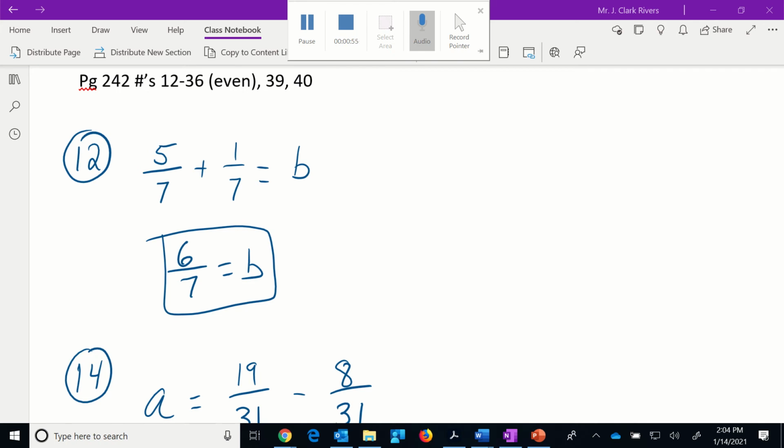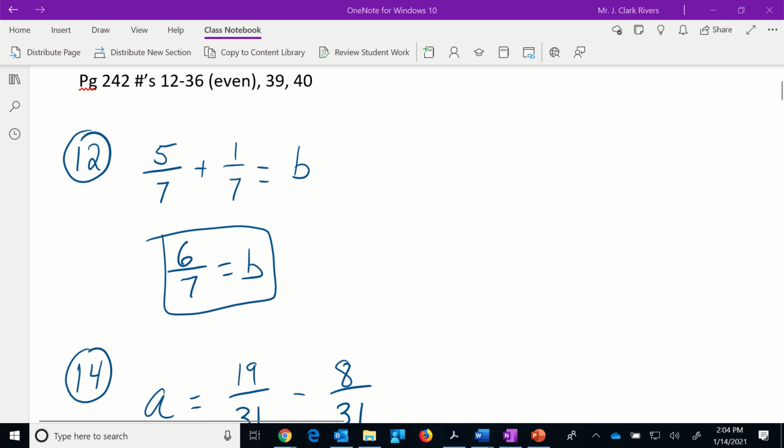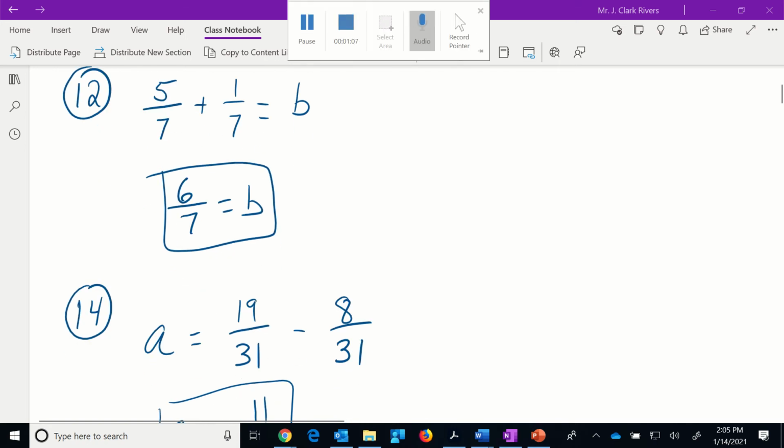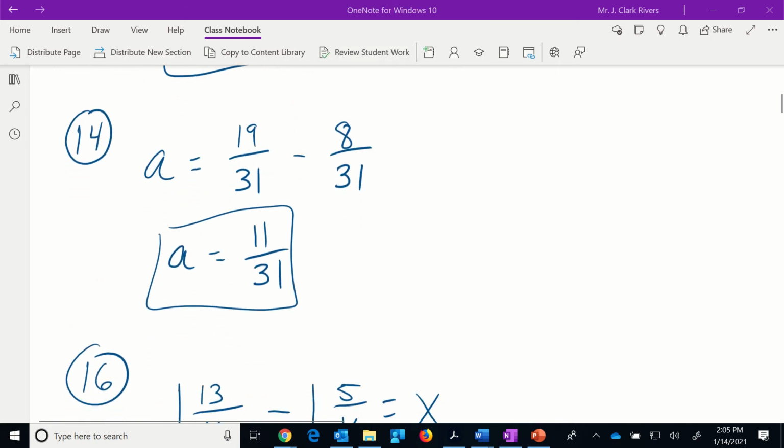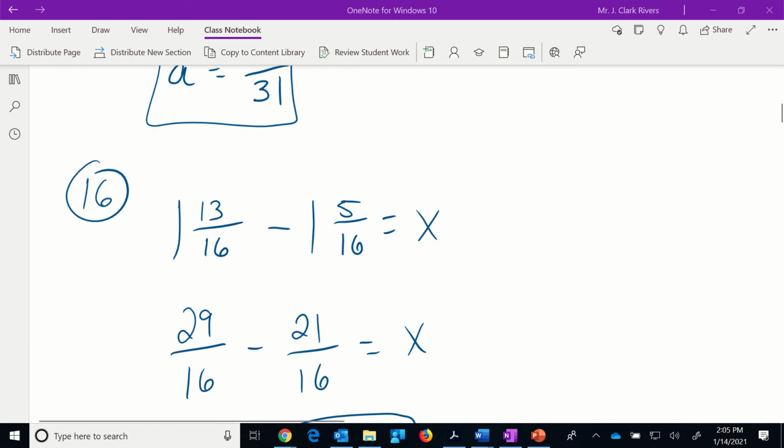Let's now walk through these. Most of these are pretty straightforward, I believe. So like 5/7 plus 1/7. You keep the denominator 7, you add the numerators. 5 plus 1 is 6. You probably got the majority of these correct. I'm going to try to skip down to some that are a little more challenging.